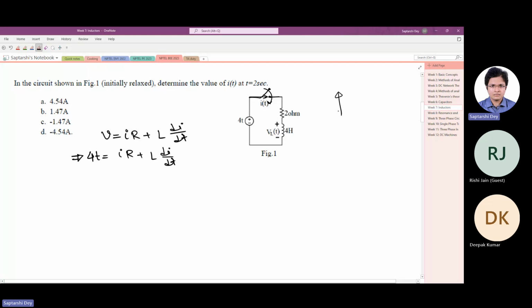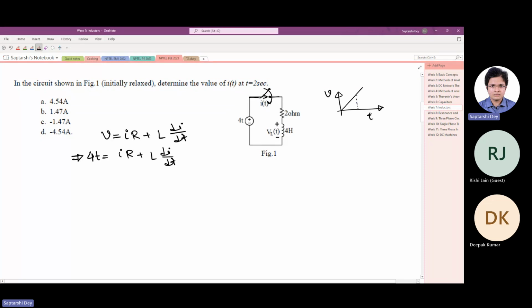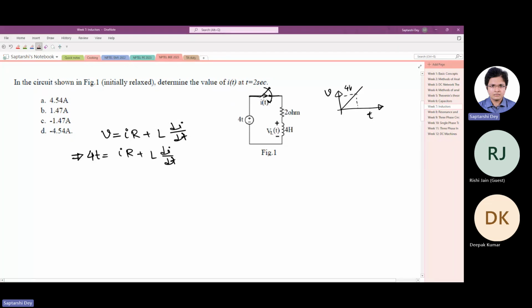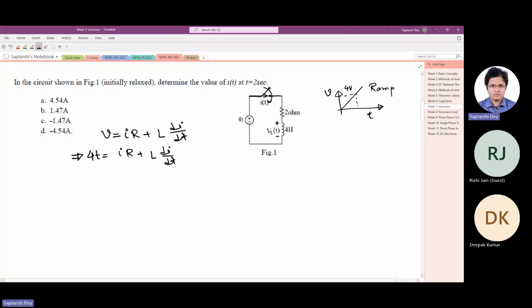V is increasing linearly with time. If I draw the voltage graph, it looks like this. At t equals 1 second, the voltage is 4 volts. What kind of waveform is this, which we discussed last day, when it increases linearly with time? It's called a ramp.